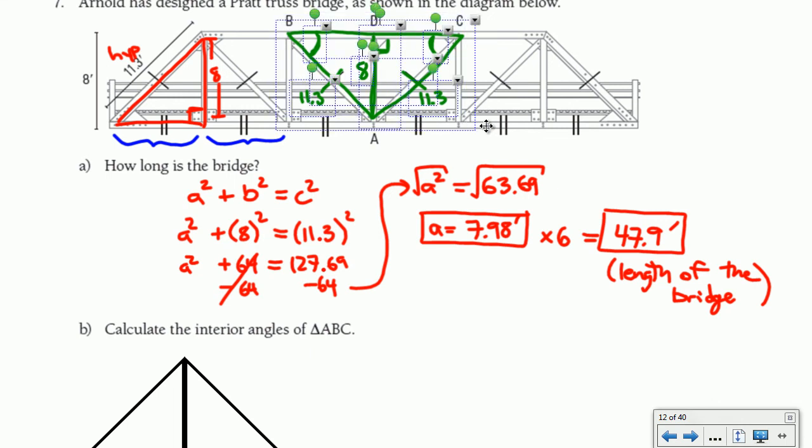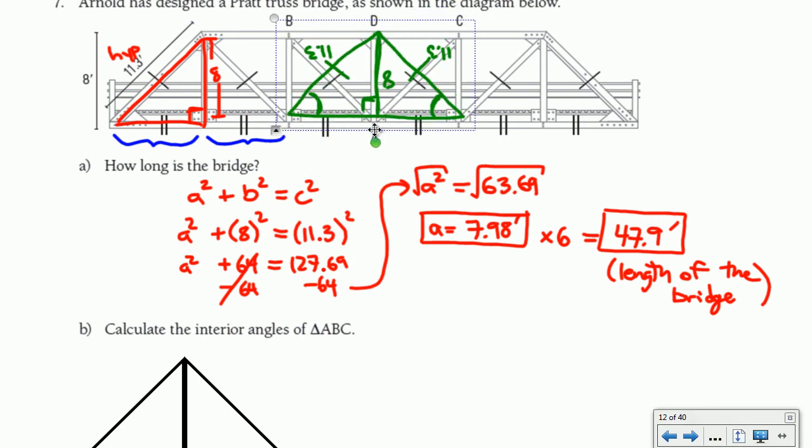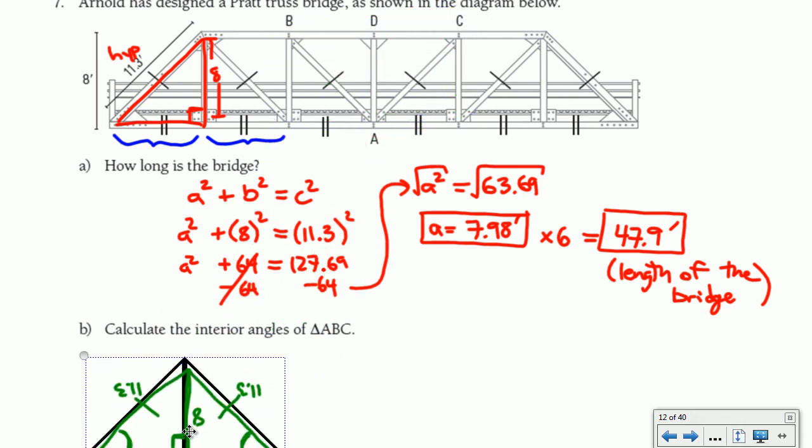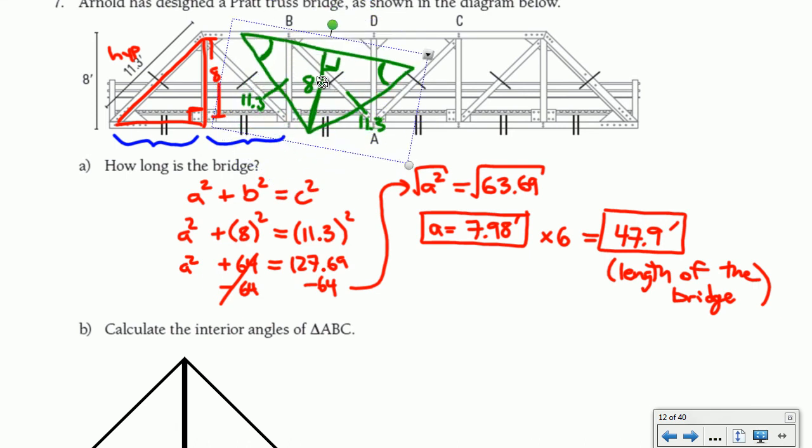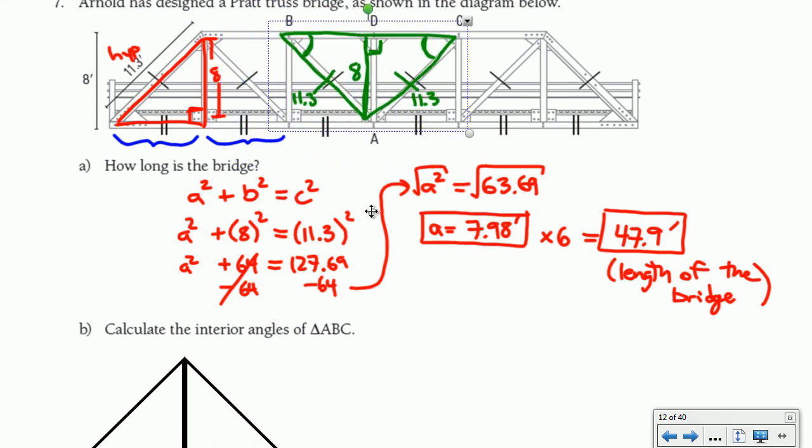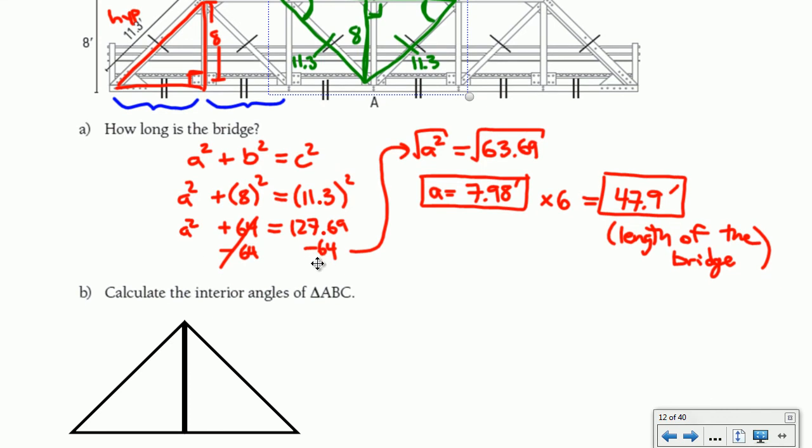If we take these things and rotate it, that's what I'm going to do down here, right? So that's my strategy for this question. Again, this is 8, this is 11.3, that's 11.3. These angles are the same, that's a right angle. So calculate the interior angles of triangle ABC. So we can maybe just focus in on this triangle.